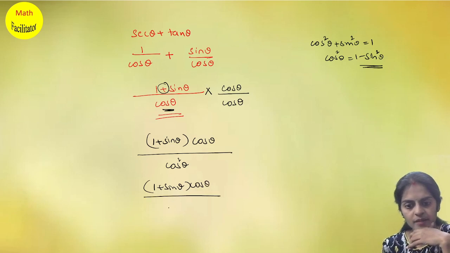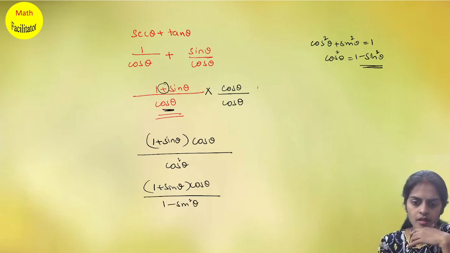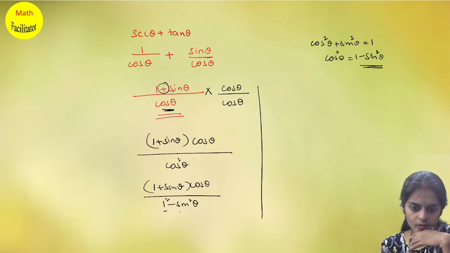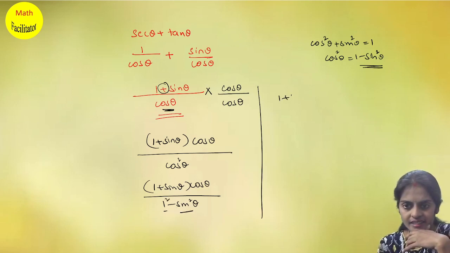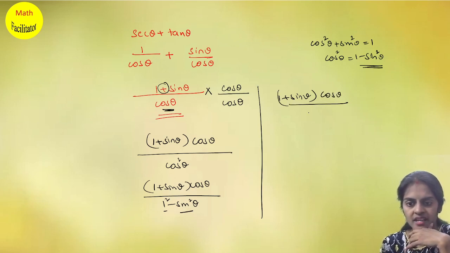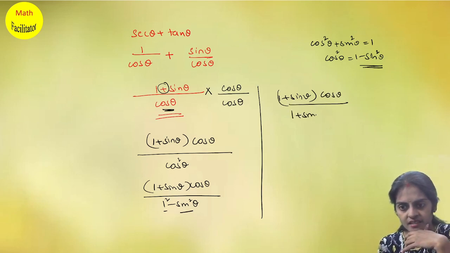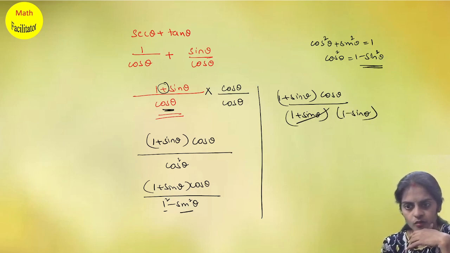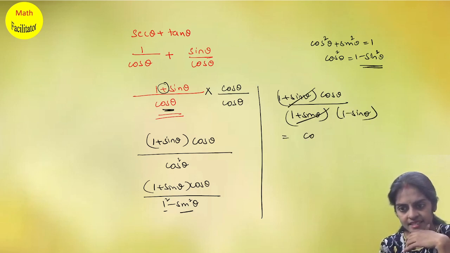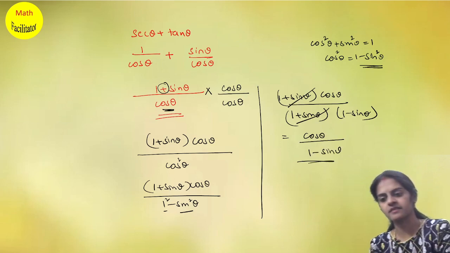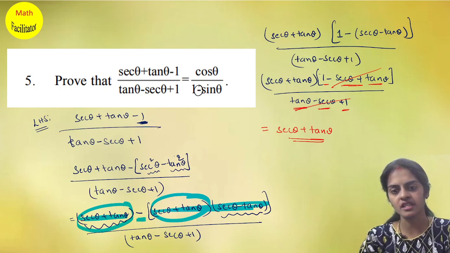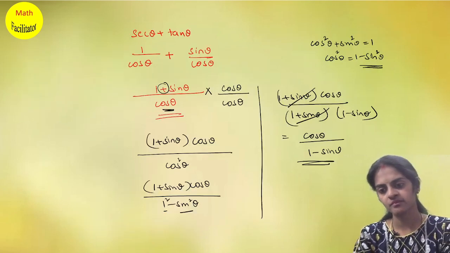Divided by cos square theta, I can write as 1 minus sin square theta. So this is again like a square minus b square. So I can write this as 1 plus sine theta into cos theta divided by a plus b into a minus b. So 1 plus sine theta, 1 plus sine theta cancel. So in the numerator you have cos theta, in the denominator you have 1 minus sine theta. This is what you have to prove. See, cos theta by 1 minus sine theta.